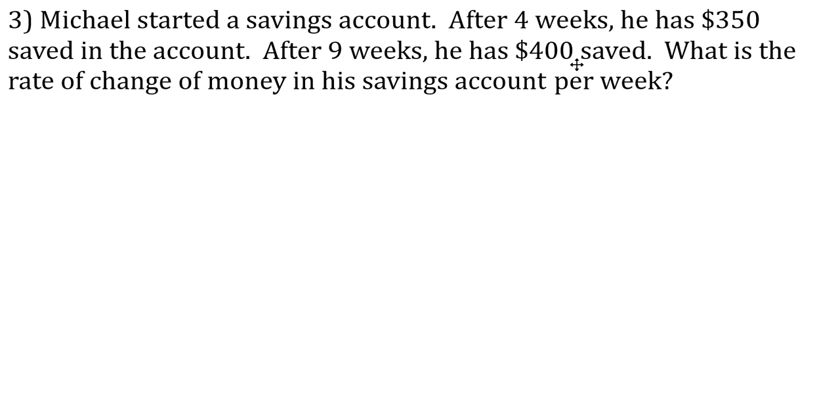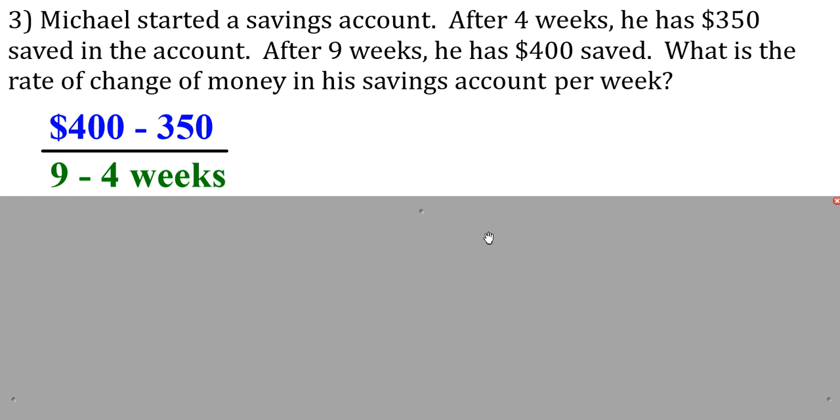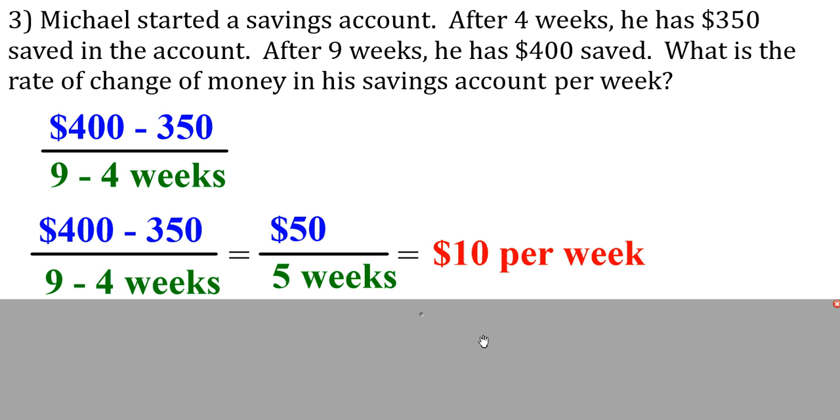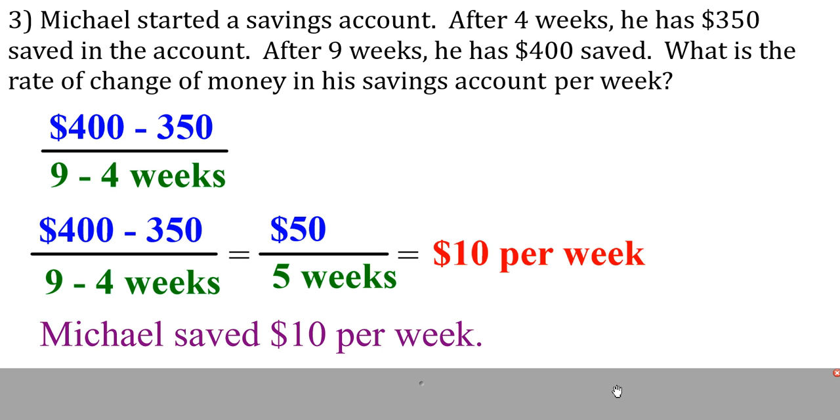So the outputs is the money, right? So $400, $350, what's our rate of change there? 9 weeks to 4 weeks, what's our rate of change there? Well, 400 minus 350, that's $50, and 9 minus 4, that's 5. So $50 in 5 weeks was the change. How does that boil down per week? That's $10 per week. So from week 4 to 9, Michael saved $10 per week. That is the average rate of change.